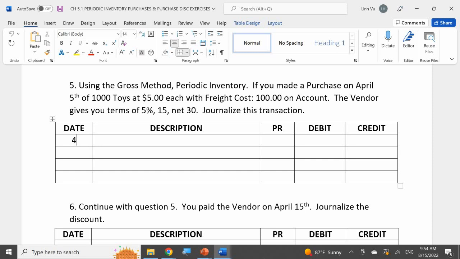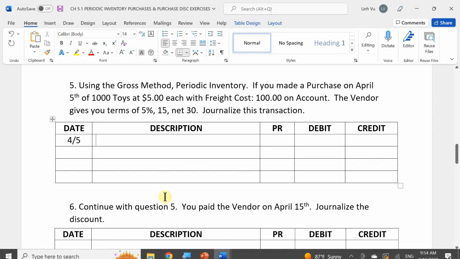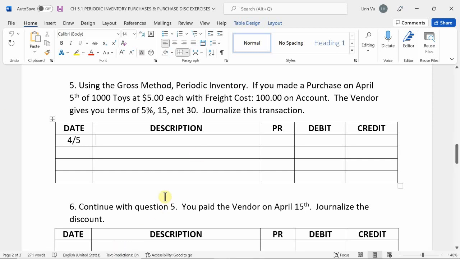So today is April 5th, right? How do we acquire our inventory? Using the gross method. Purchase expense. Purchase expense. What else do we need to recognize? Shipping expense. So we call that freight expense.